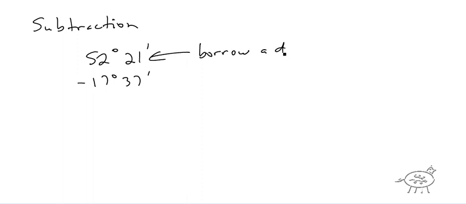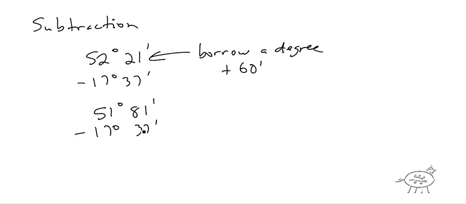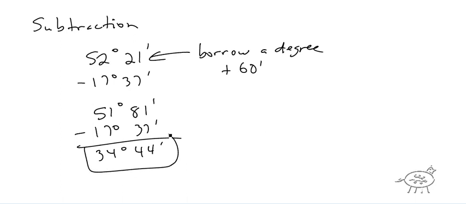So instead of 52 degrees, it's going to be 51 degrees. And then remember, when you borrow one, you're going to add 60 minutes to that. So it's 51 degrees, 81 minutes, minus 17 degrees, 37 minutes. That's easier to subtract now. I'm going to get 81 minus 37, 44 minutes. And then 51 minus 17, so 34 degrees, 44 minutes. All right, not too bad.